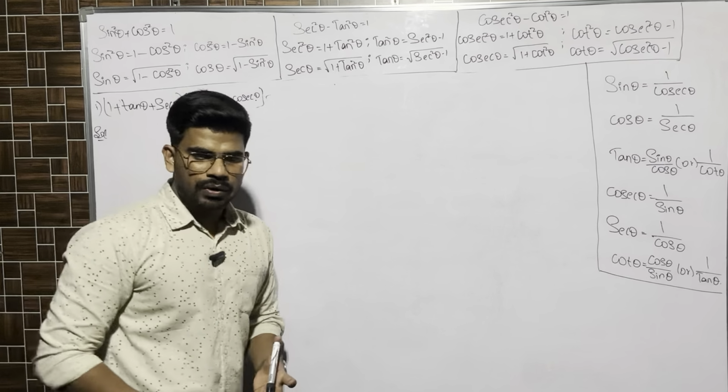What did I tell? First, we have to convert all the trigonometric ratios to sine and cos. Tan can be written as sine by cos. Secant can be written as 1 by cos. So this 1 is as it is, plus tan is nothing but sine theta by cos theta, plus secant 1 by cos theta, into 1 plus cot theta. Cot means cos theta by sin theta, minus cosecant. Cosecant means 1 by sin theta.